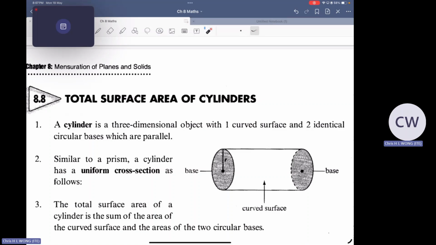Now you know why I take 2 pi r, right? And this is the surface of the cylinder. So if I have a cylinder, how do I calculate the surface of the cylinder? 2 pi r times the length. That's the answer. Yes? Okay. Any questions?